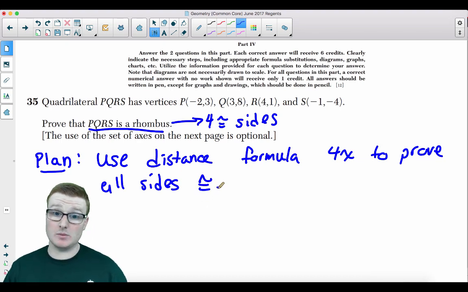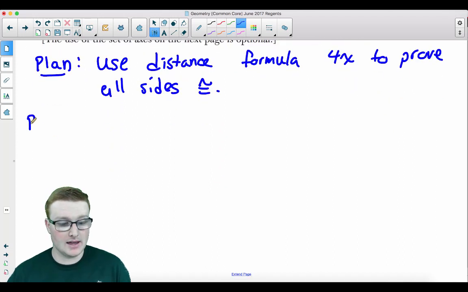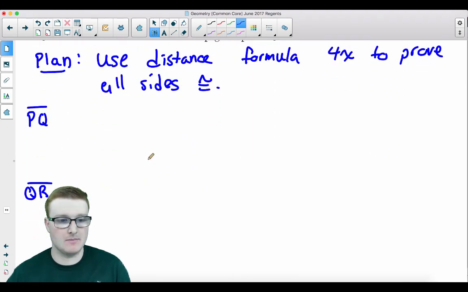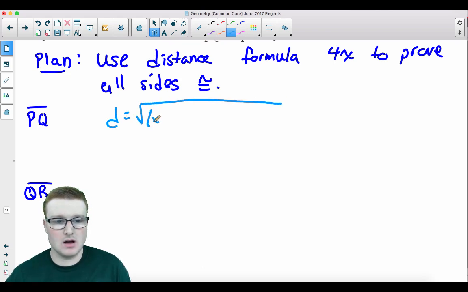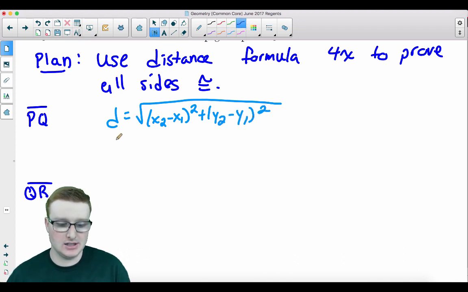So you need to use the distance formula. You've got to know what the distance formula is. What we're going to do is find the lengths of PQ, QR, RS, and PS. Here we go. The distance formula is equal to the square root of (x2 minus x1) squared plus (y2 minus y1) squared. I'm not going to write this formula each time just because I wrote it once.